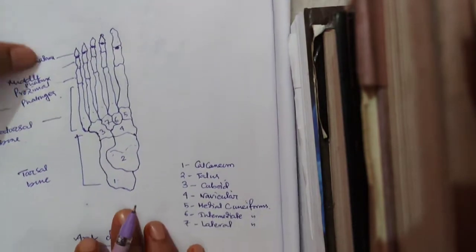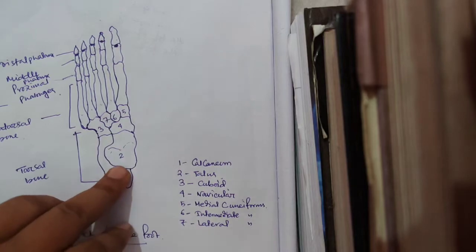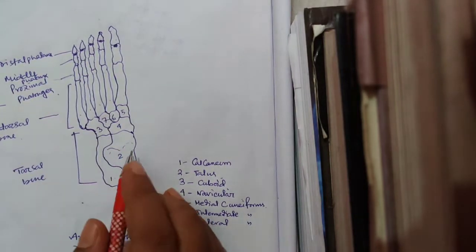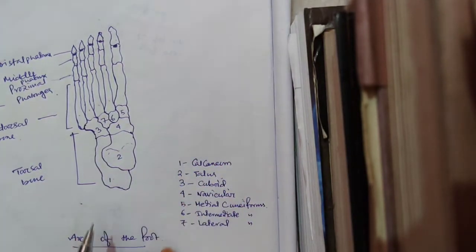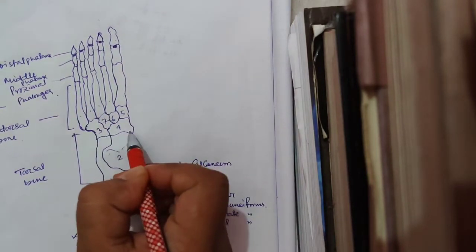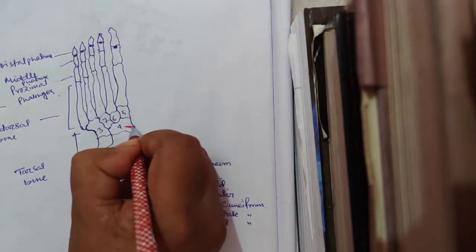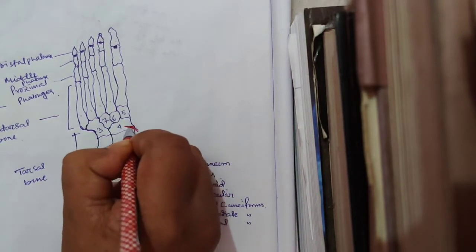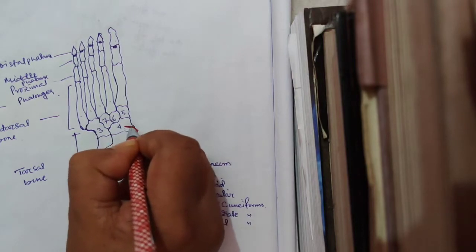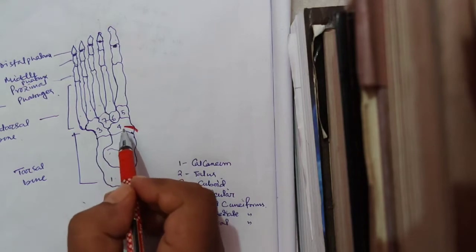Like this, the arch of the foot, and these are the tarsal bones. The main slip is inserted into the tuberosity of the navicular bone. That is the navicular bone, number 4 here. First, they are inserted like this way. From here, the main slip is inserted into the tuberosity of the navicular bone. There is a tuberosity of the navicular bone.